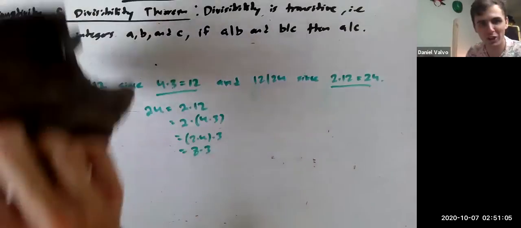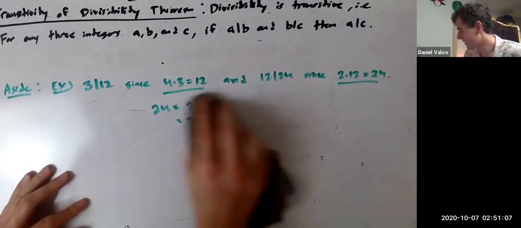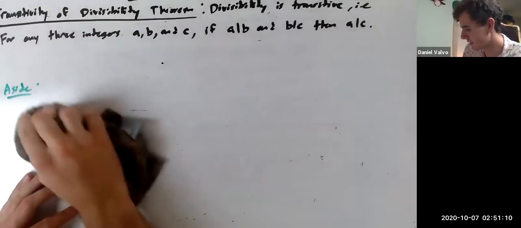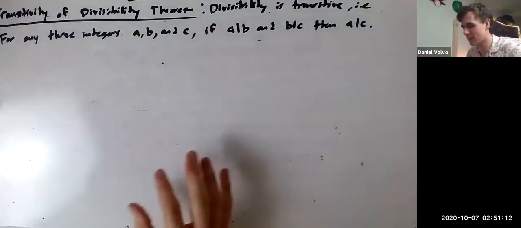All right, we're going nice and slow, I hope. So we're all getting it. The slow dance of divisibility.